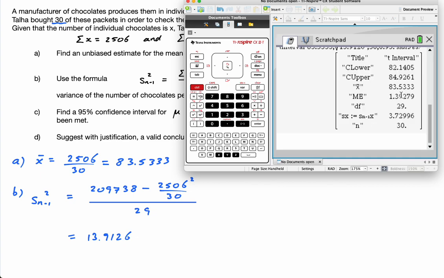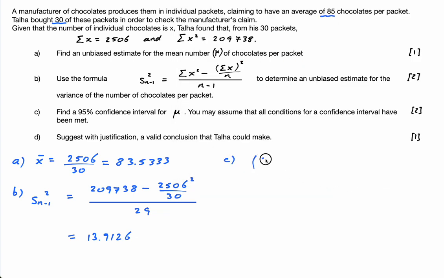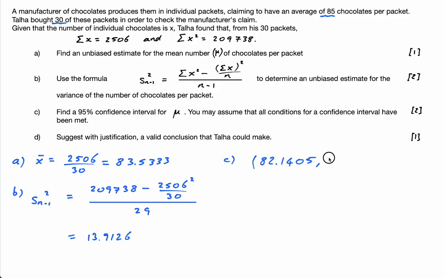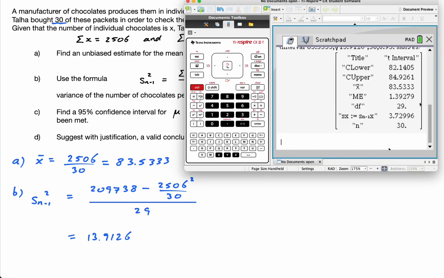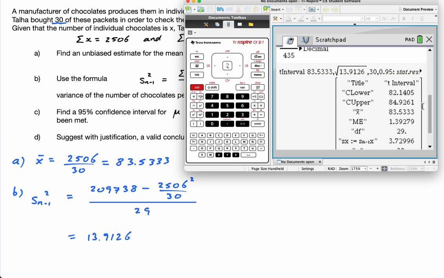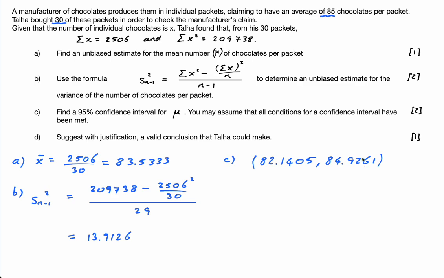And this is my interval. The lower is 82.1405 and 84.9261. That is the confidence interval. That is the 95% confidence interval. Did I click 95%? Yeah, I did. 0.95. Okay, so that's the confidence interval.